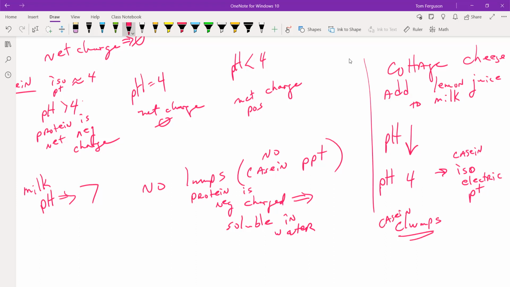And that's what cottage cheese is. It's when we bring the pH down to 4 by adding lemon juice. What happens is we reach the isoelectric point of the casein protein, and there's a number of proteins in there, but in general, they're around 4. It becomes insoluble in water and clumps up. Then you pour off the water, which is called whey, and what we have here is called curd. That's how you make cottage cheese.